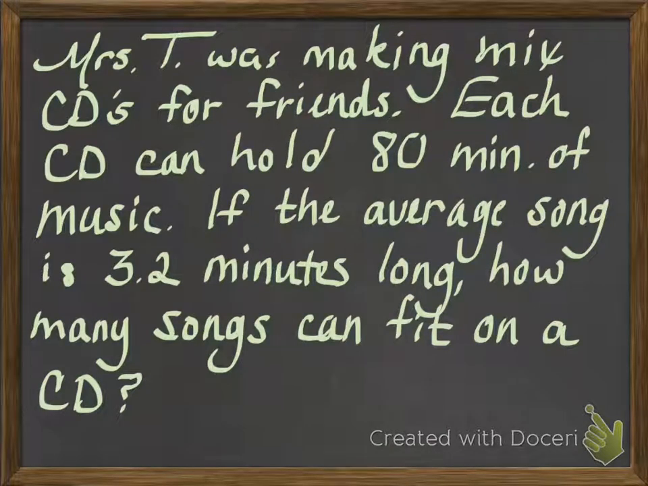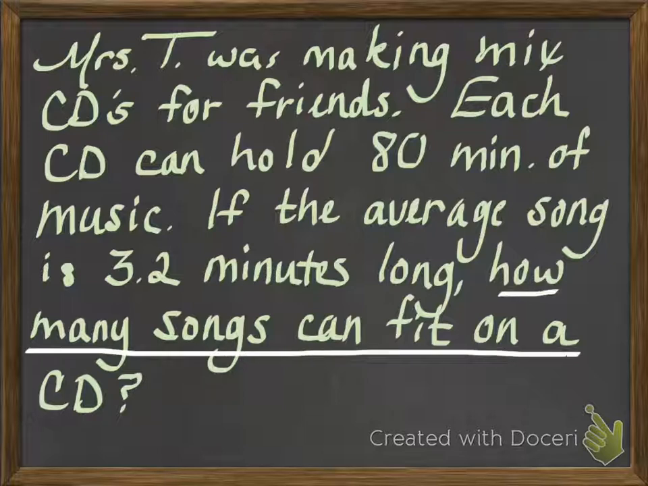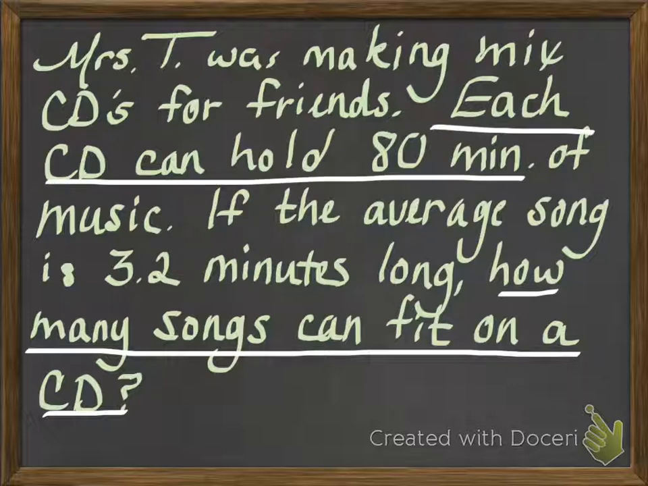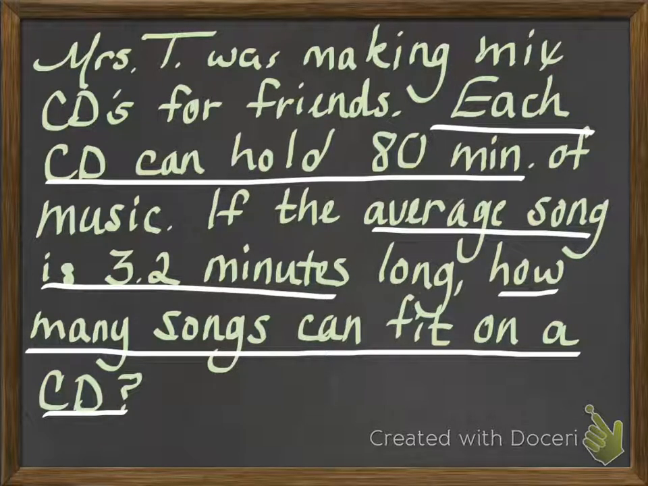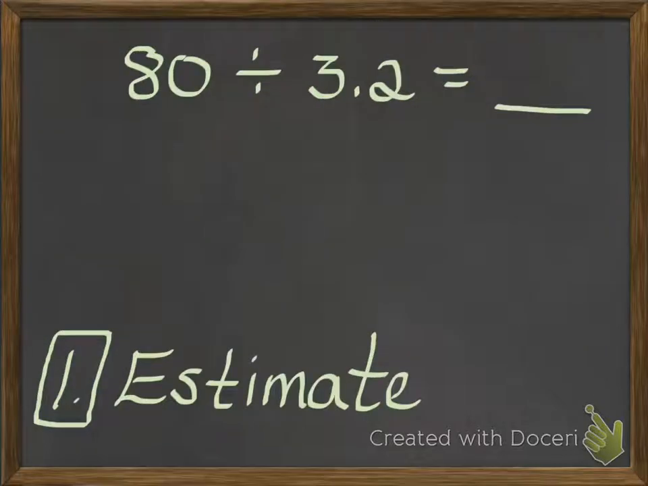Here's our example problem. Mrs. T was making mixed CDs for friends. Each CD can hold 80 minutes of music. If the average song is 3.2 minutes long, how many songs can fit on a CD? Our question is how many songs could fit on a CD. Our important information is that each CD can hold 80 minutes of music, and the average song is 3.2 minutes. So we're trying to figure out, using that information, how many songs will fit on just one CD.